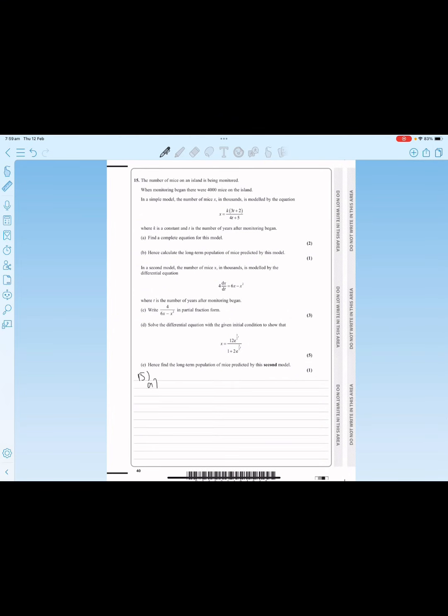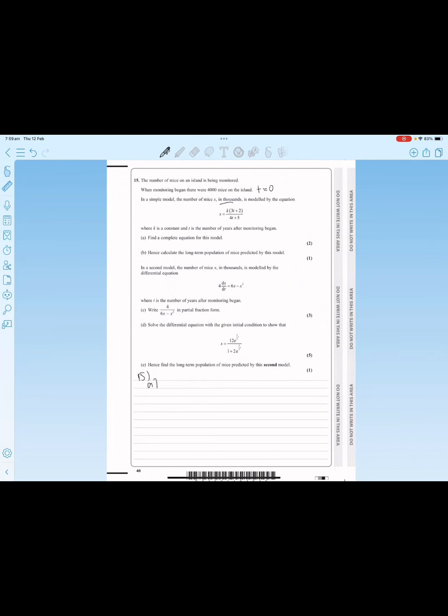The number of mice on an island is being monitored. When monitoring began, there were 4,000 mice. So this is when t is equal to 0. In a simple model, the number of mice is modeled by this equation in thousands, where k is a constant and t is the number of years. Find a complete equation.